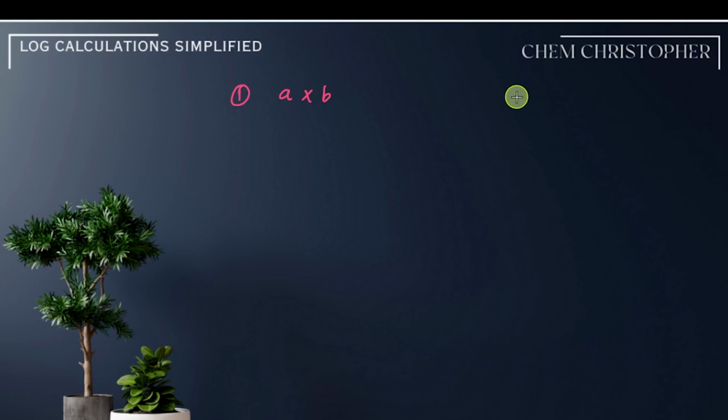So in this one, what law am I going to apply? I'm going to do the multiplication. In multiplication, the rule involved here is that I have to take the log value of A and the log value of B. Since I have multiplication, I should simply add. So let me show you how you can do it.